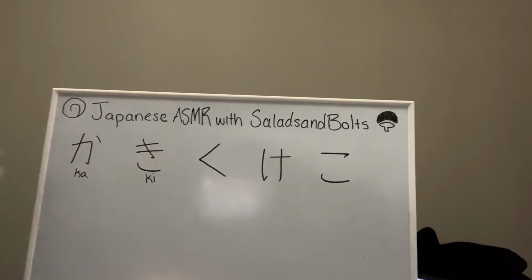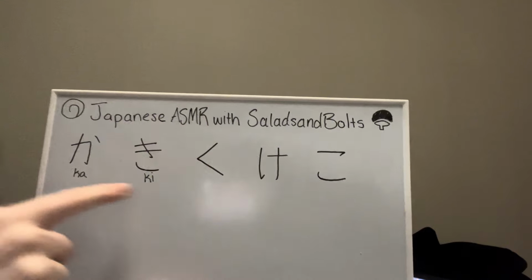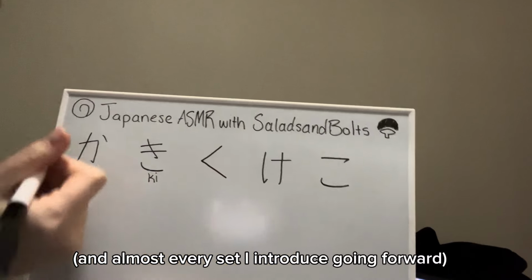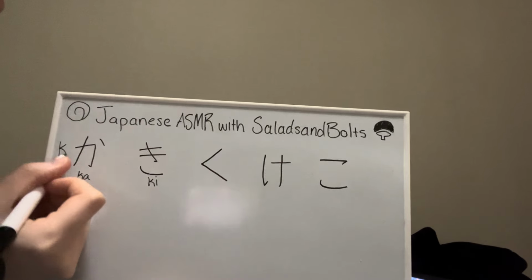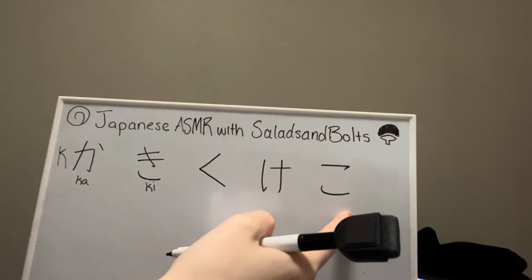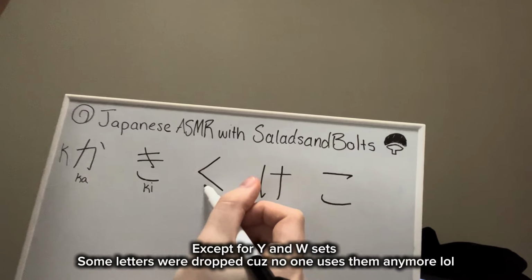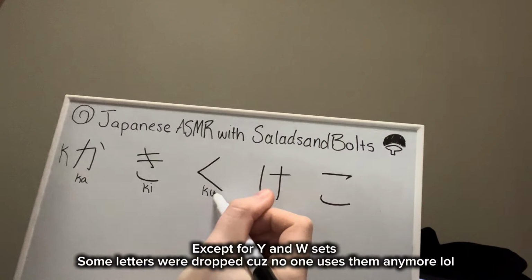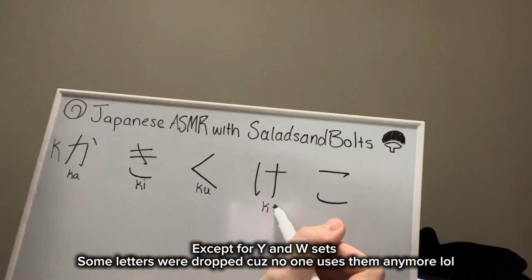While I'm at it, I should also explain every one of these characters here will have a consonant with a, i, u, e, o attached. So this is ku, ke, ko.